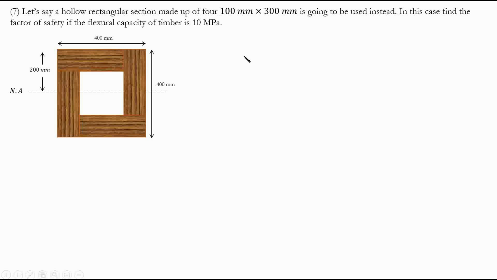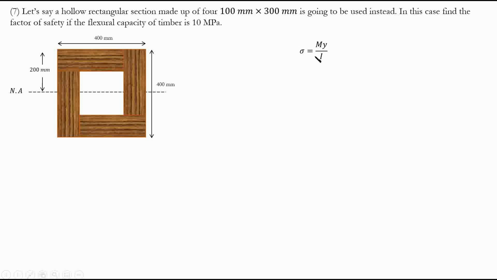So, factor of safety. How do you find factor of safety? Well, factor of safety is applied stress in this case, right? Applied stress over the allowable stress. Actually, sorry, allowable stress over applied stress. That's going to be factor of safety, right? So, basically, at the end of the day, we have to find the stress, right? We know the allowable stress, 10 megapascal, given in the question. We have to find the applied stress in order to find the factor of safety.